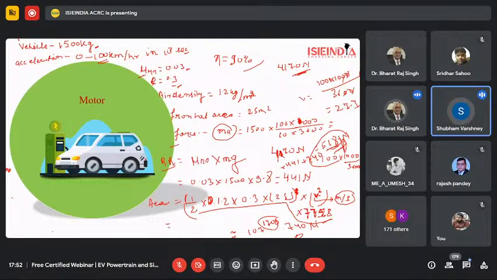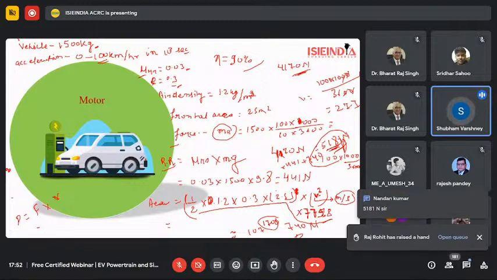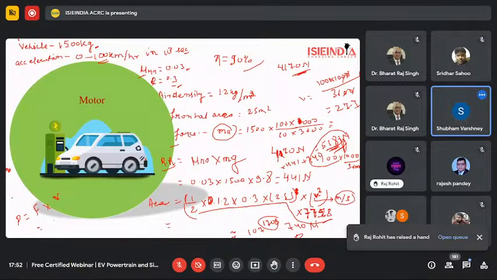Now I want to know the power. For power, the formula is force into velocity. So what is the value? The velocity here is 27.7. So if you multiply this value, 5181, with this velocity 27.7, you will get the value 143,513.7.